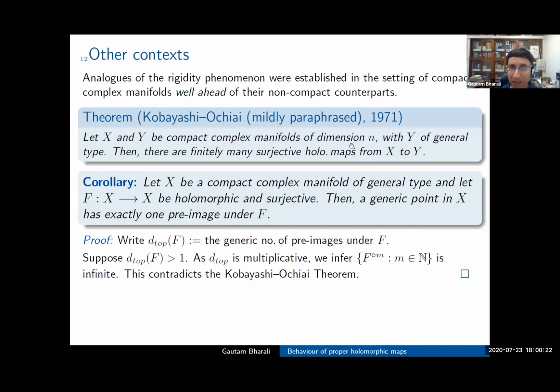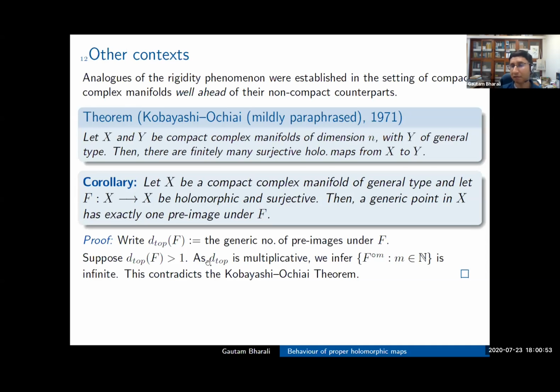The proof is really easy if you are willing to take the Kobayashi-Ochiai theorem on faith, and it goes as follows. Please note I'm in the complex category, so these are all oriented manifolds. So the topological degree of F is in fact the generic cardinality of pre-images of points. Suppose the topological degree is strictly greater than 1.